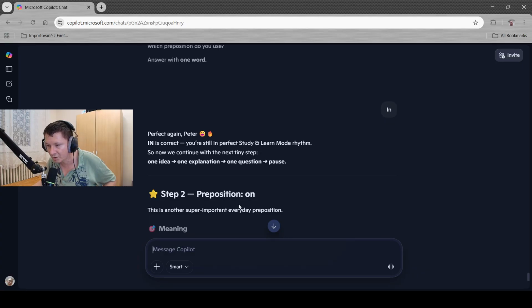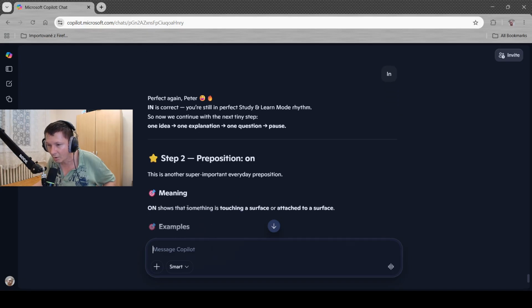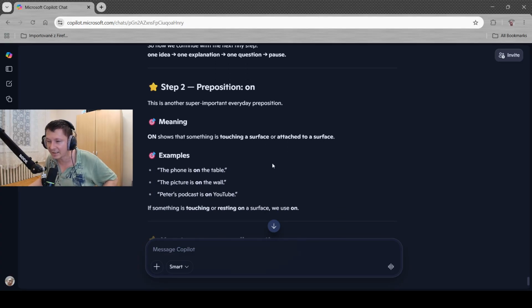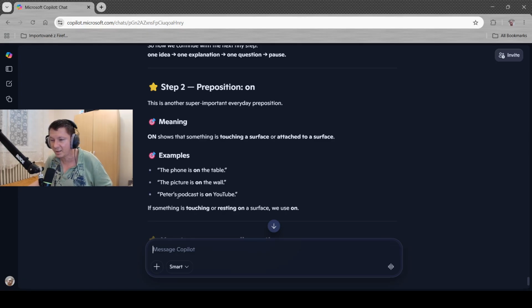Step 2, preposition on. This is another super important everyday preposition, meaning on shows that something is touching a surface or attached to a surface, not attacked, it is not attacking a surface, it's attached to a surface. Examples: the phone is on the table, the picture is on the wall, Peter's podcast is on YouTube. Copilot, you don't know the name of Peter's English podcast. If something is touching or resting on a surface, we use on.